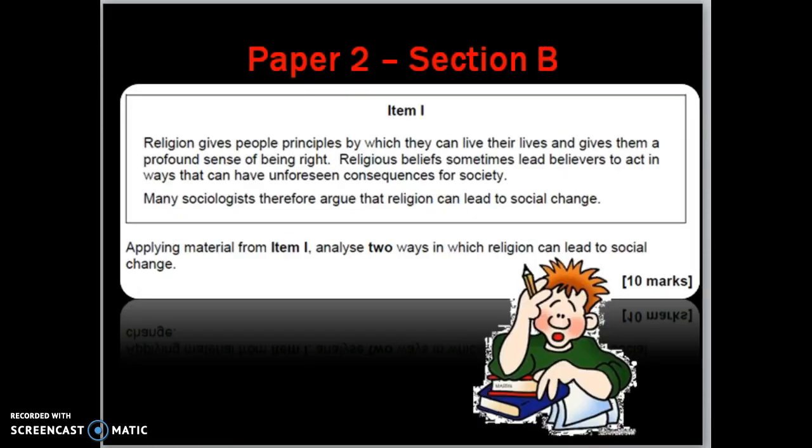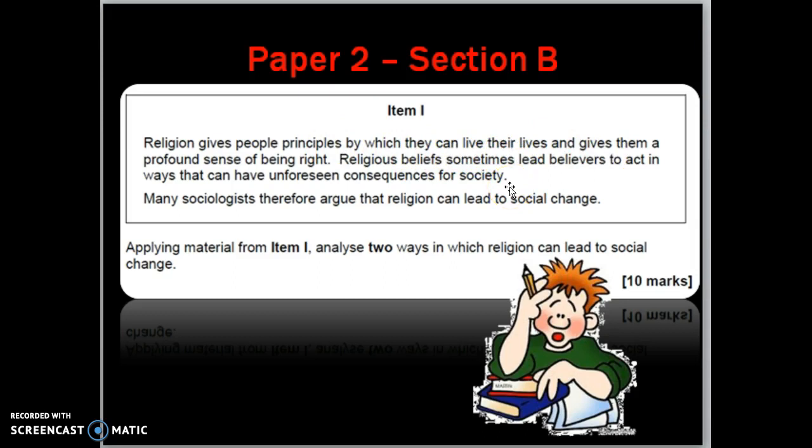The third example also comes from paper 2. This was from section B, and I'm just going to go through the belief section. And once again, a little bit of a preamble. Religion gives people principles, and that's what we're talking about. It then leads to the first hook, principles by which they can live their lives.